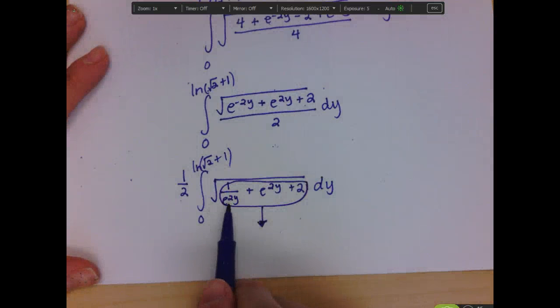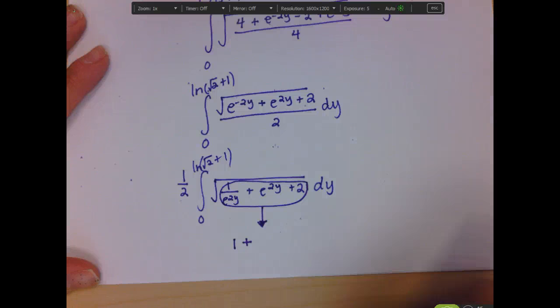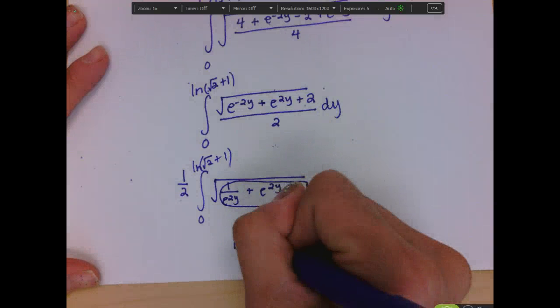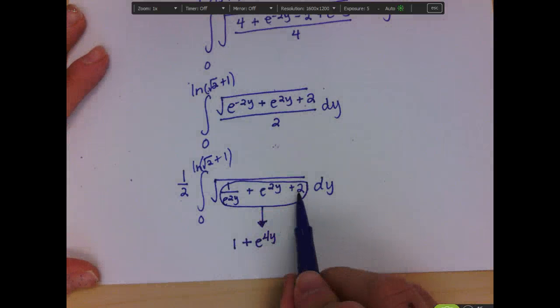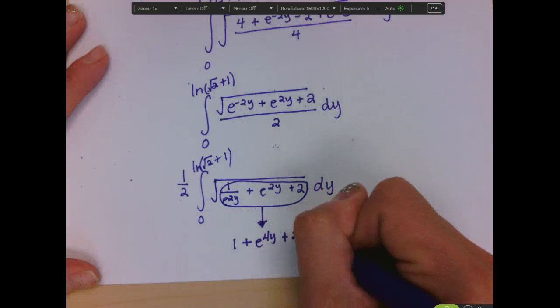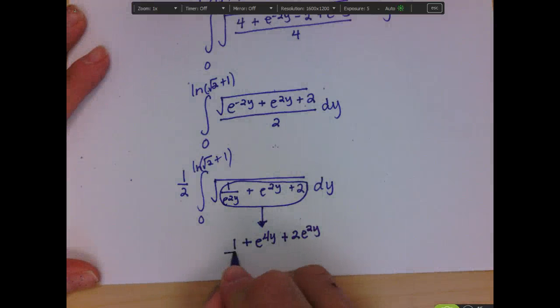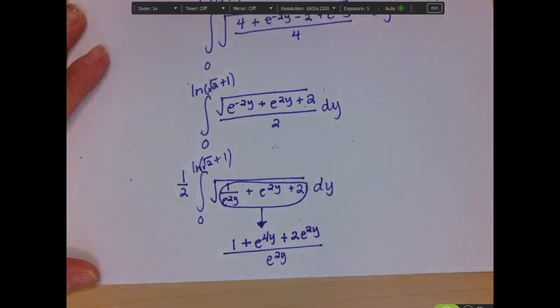I just want to focus on getting a common denominator between these three terms. The common denominator is obviously e to the 2y, and the first term doesn't need to be multiplied by anything. The second term needs to be multiplied by another e to the 2y, which makes an e to the 4y. The third term also needs to be multiplied by an e to the 2y, so 2e to the 2y. And again, the purpose was to get a common denominator, so don't forget to write that common denominator.